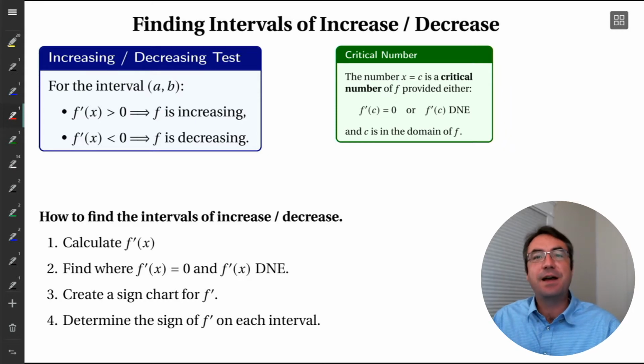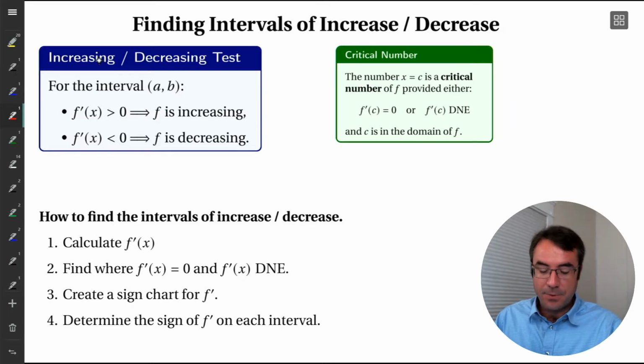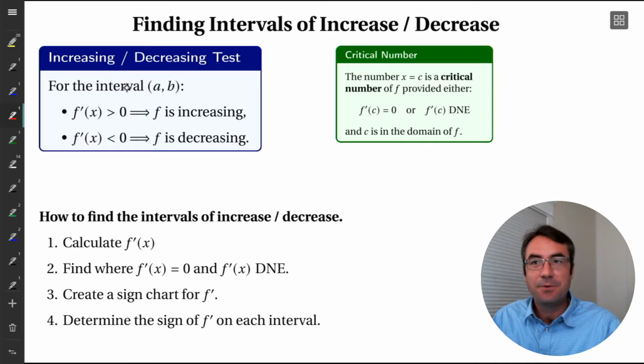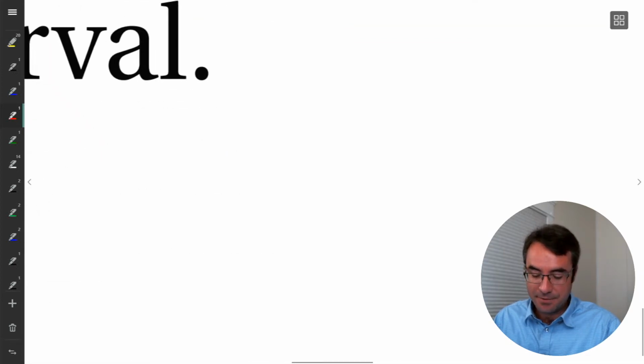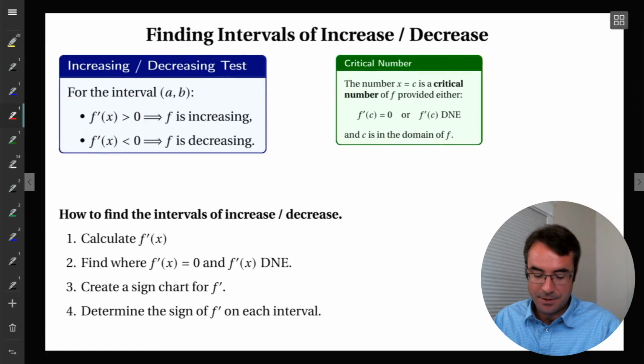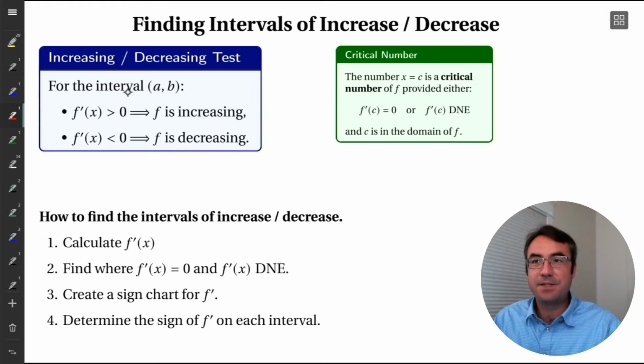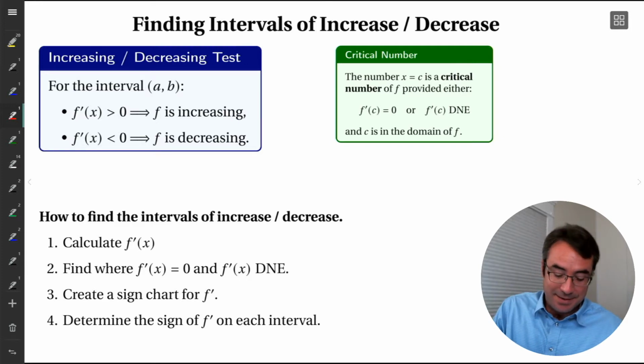So how do we actually find the intervals of increase or decrease for a function? Well, we have this test, which says if we have this interval from a to b, if the derivative is positive on that interval, then f is increasing on that interval. If the derivative is negative, well then the function is decreasing on that interval. And that's really the big result here.